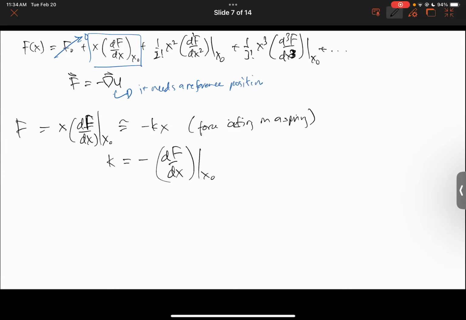Okay, and we know this, of course, to be Hooke's law. And from Hooke's law, we say that the spring constant is just the first derivative of the force with respect to the position evaluated at the reference position, or at the equilibrium position. Okay, so that takes care of the second term.